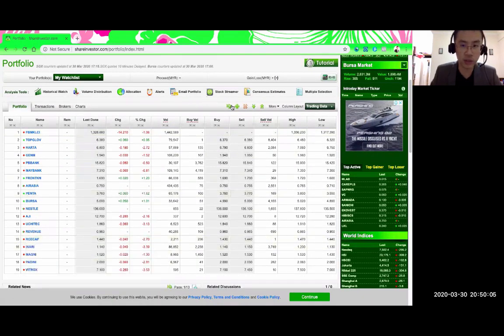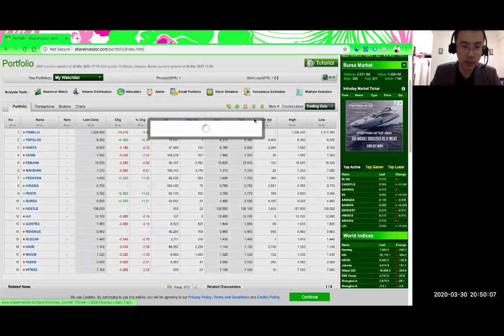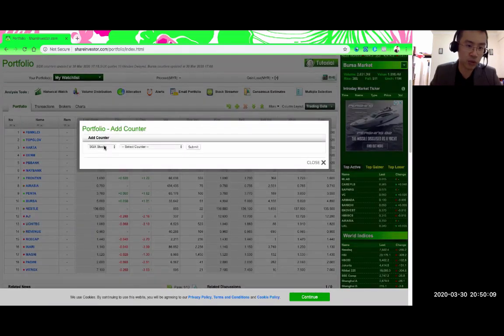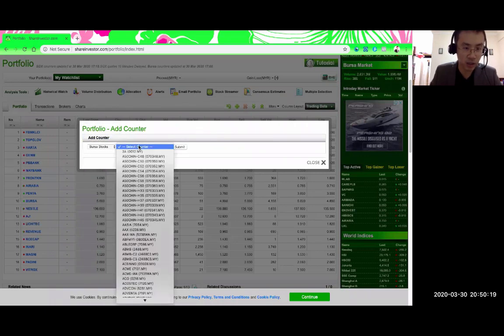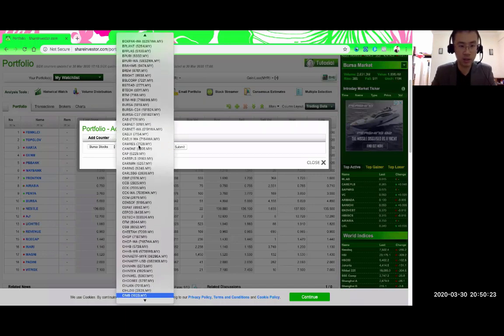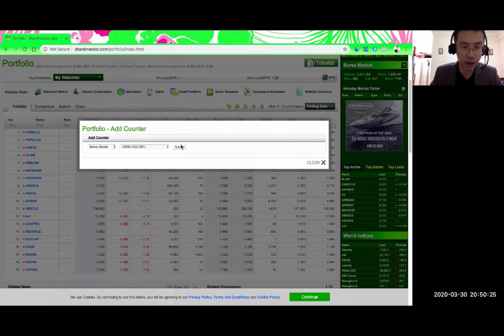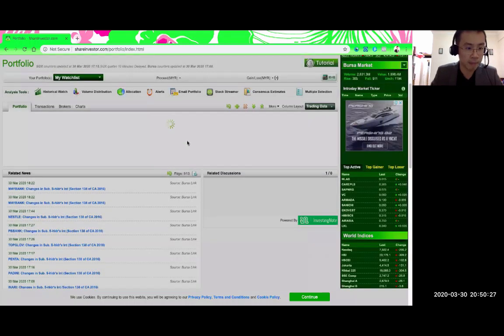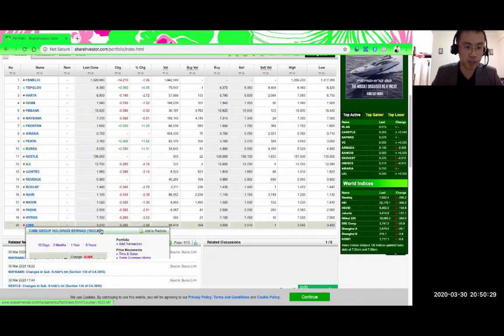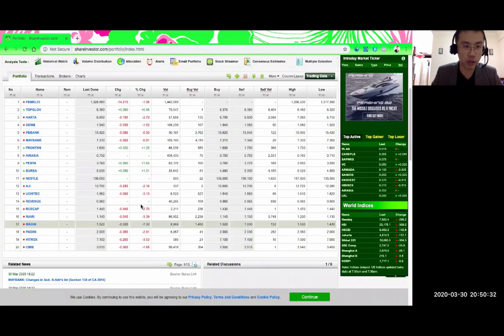If you want to add stock, you just click plus. You can add a Singapore stock, or a Hong Kong stock, or a New York stock, or a Bursa stock. Let's just go to Bursa stock. And what do you want to add? For example, you want to add CIMB. So you just click CIMB bank, then you click submit. CIMB is here. Today's last price 351 and so on.